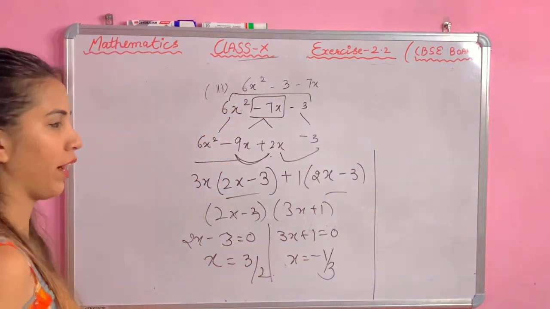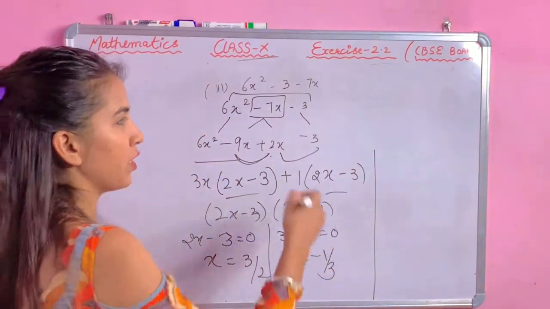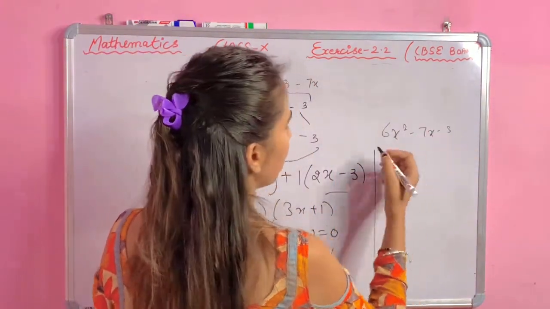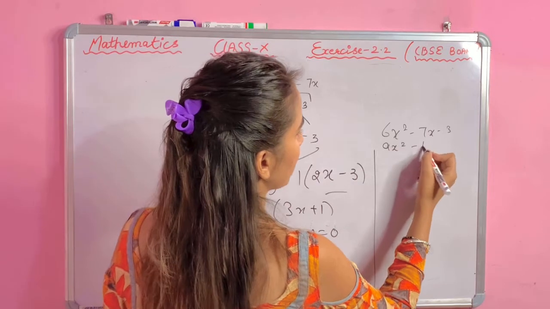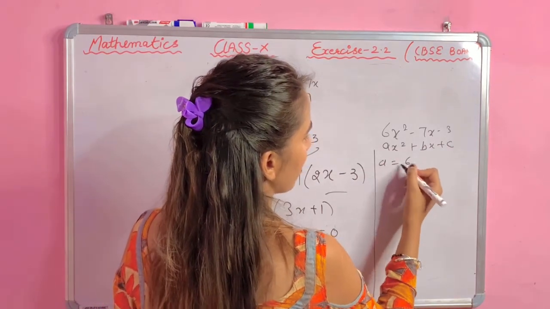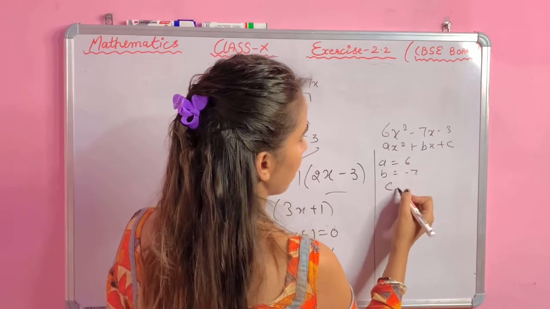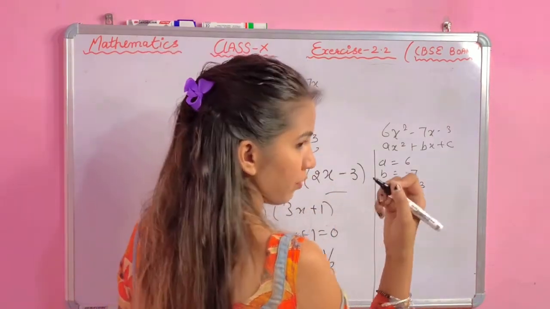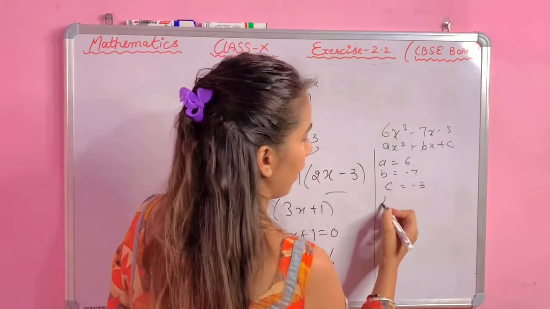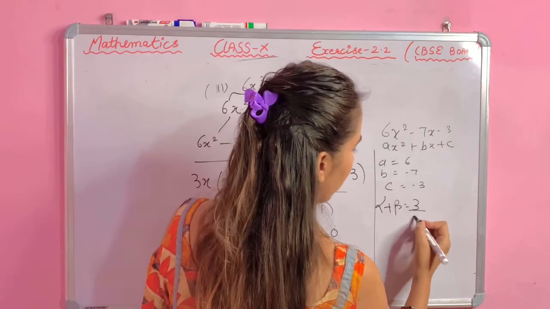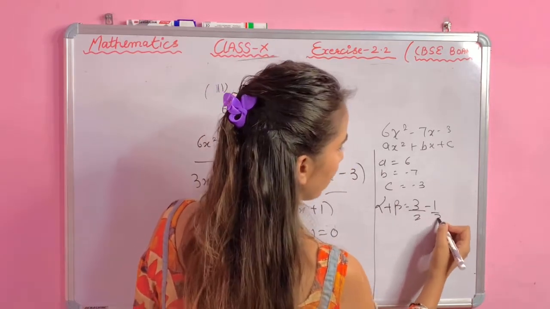Now I have to find the relationship between zeros and coefficients by comparing 6x² − 7x − 3 with ax² + bx + c. I'll get a as 6, b as −7 and c as −3. Now the first relation is alpha plus beta. So alpha is 3 by 2 and beta is −1 by 3.